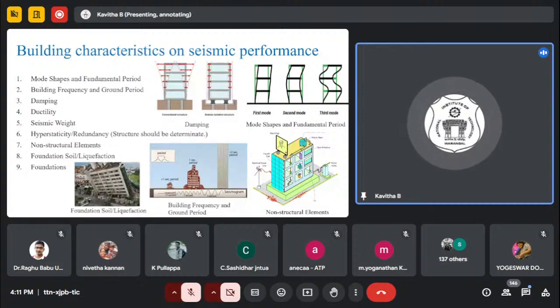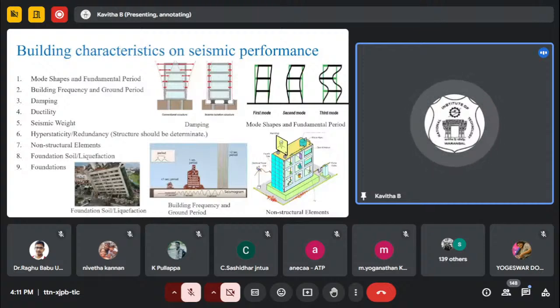Redundancy is going to tell you how indeterminate your structure is. Non-structural elements cover your building doors, windows, and other things, because these are the first damaged portions of your building. Then, what kind of soil your building is going to lie on means what kind of foundation you are going to adopt, whether it's a pile foundation or raft foundation, whether that's going to suit your building. These things one has to study before moving on to design.